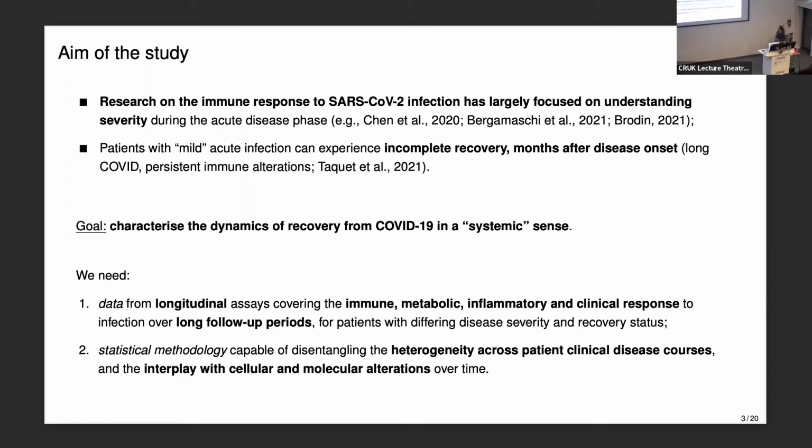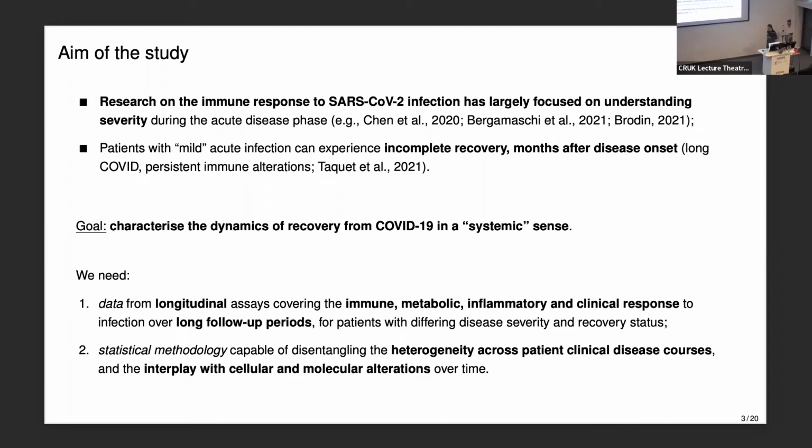And so with this study, really, we wanted to see if we could clarify the biology behind incomplete recovery at an organismal level, so at a systemic level. And also we wanted to see if we could come up with a basis for predicting the risk of incomplete recovery. Right, so this is the idea.